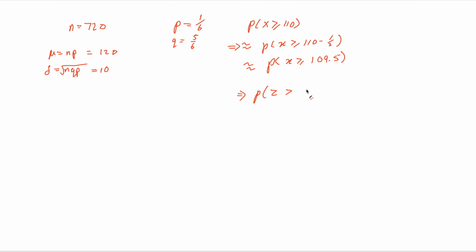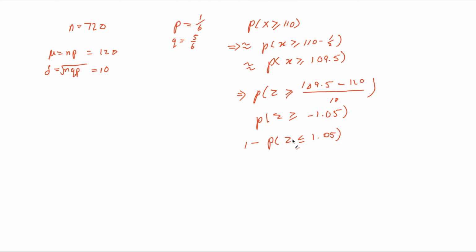So this will be 109.5 minus 120, divided by 10. So now that's 1.05, which is a good enough number. So this will be the complement: 1 minus P of Z less than or equal to 1.05. So that's your answer there.